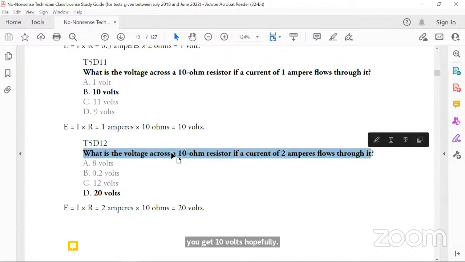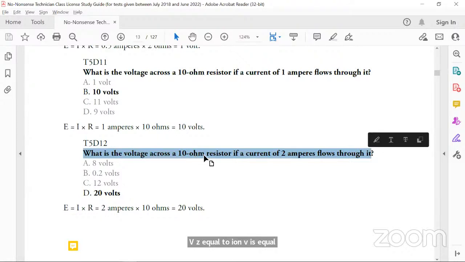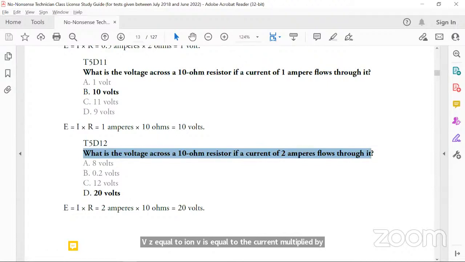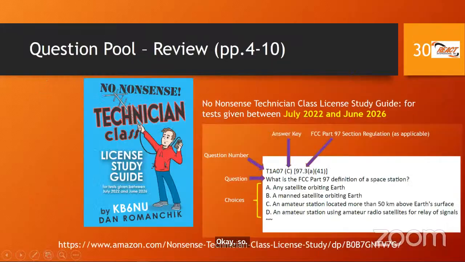Last question. What is the voltage across a 10 ohm resistor if a current of 2 amperes flows through it? So they're asking us for voltage. Again, V is equal to IR, the current multiplied by the resistance. Multiply 10 by 2 and you get 20. Okay, so that's it for the question pool. We just dealt with the questions related to all of the theory we did in today's class.